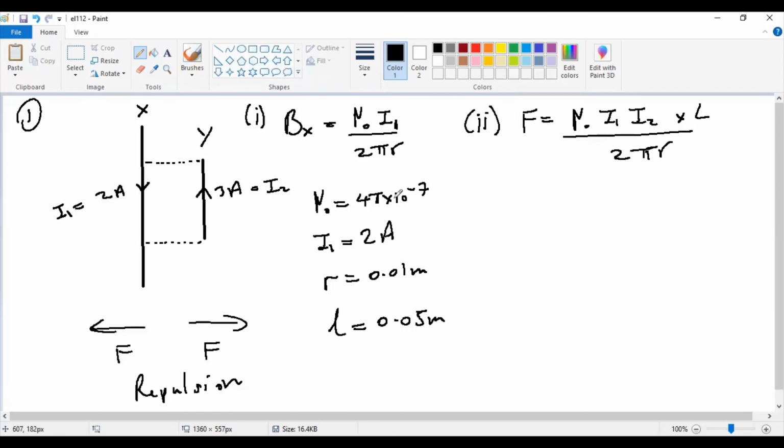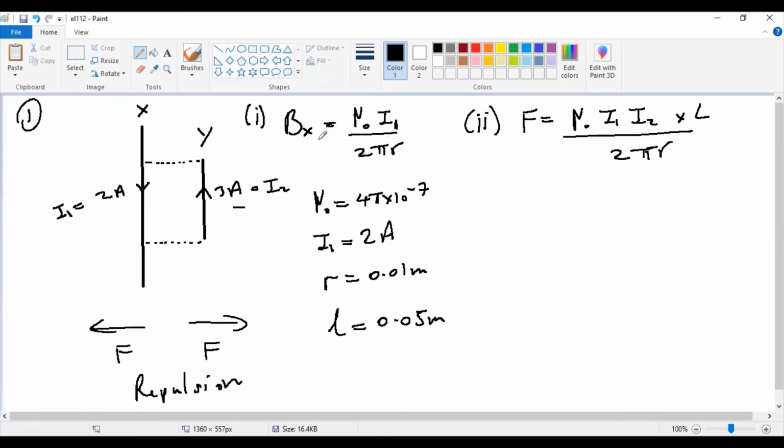We know mu naught, and we know the current I1. The distance between the wires is known as 0.01 meters, and the length of the wire is 0.05, given as well. So I can calculate the magnetic flux density due to the wire X. If I want, I can calculate the magnetic flux density due to the wire Y as well.